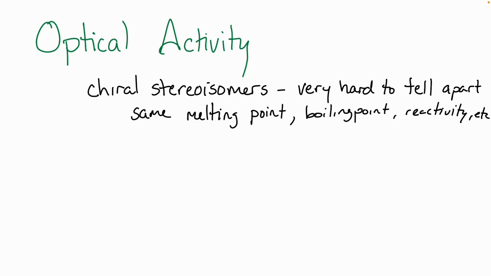Okay? The only way, or one of the only ways that we can distinguish them in an experiment is using what's called their optical activity. So this is an experimental method to distinguish between two different stereoisomers, two different chiral stereoisomers.